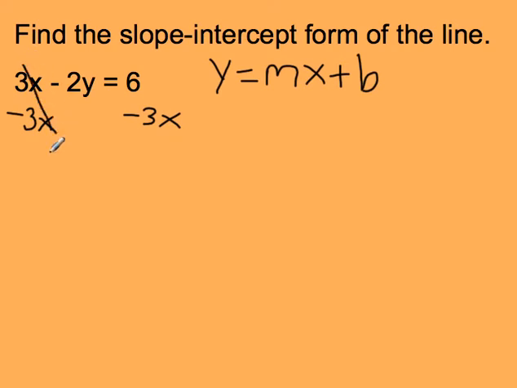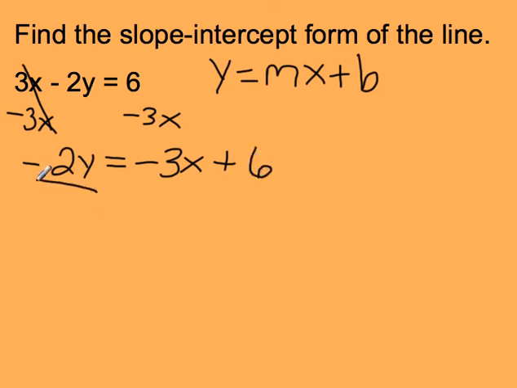These cancel out then, and that leaves me with negative 2y equals, and we're going to put the x first. So I'm going to go negative 3x. And the reason I did that is because I want it in this slope-intercept form. So we always put the coefficient of x first. And then we've got positive 6, so I need to put plus 6 at the end.